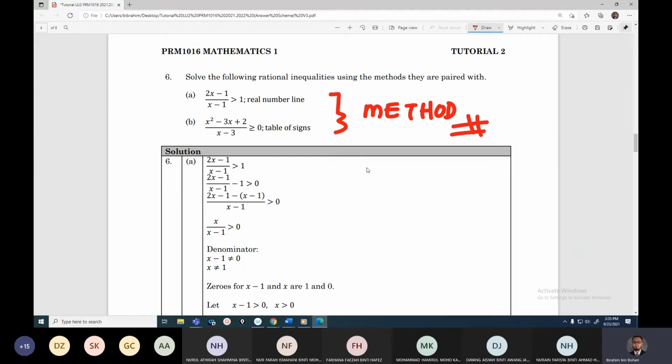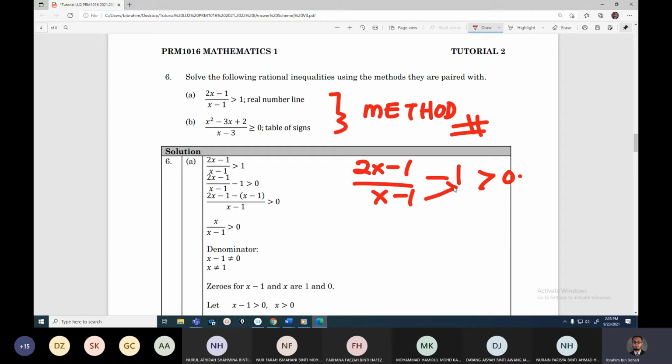Okay, so first step: (2x - 1)/(x - 1) - 1 > 0. You bring all the constants to the left-hand side. Okay, so here greater than 0, and the denominator here equals x - 1.